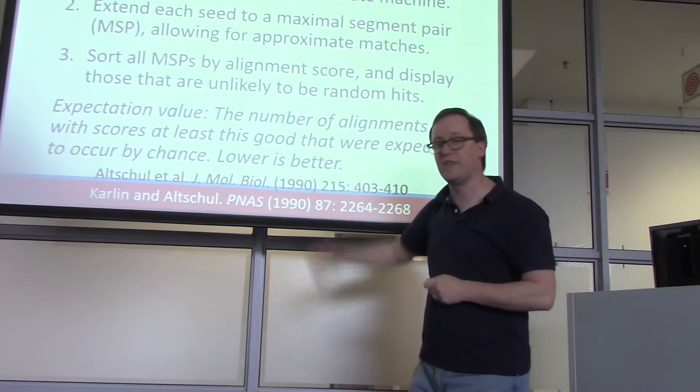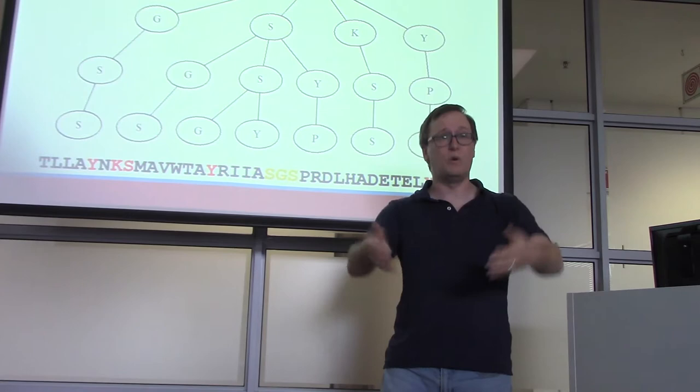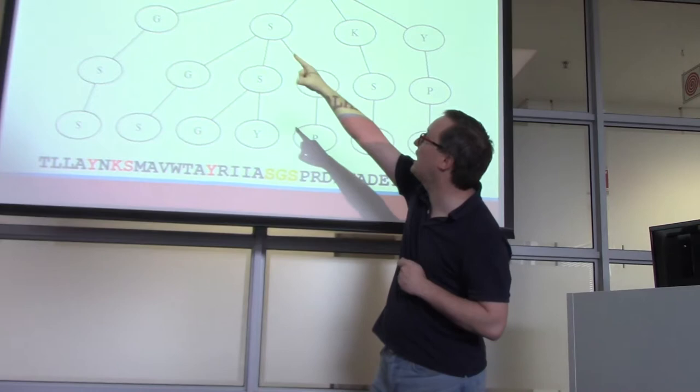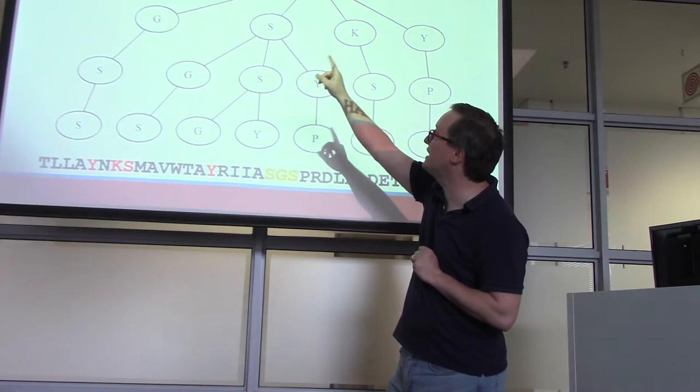Okay, so how does this work? First off, we need to find which sequences in this database share a sequence with the one that's been entered by the user, the query sequence. So I've mentioned before that we can chop up a sequence into k-mers. We're going to do it again. But this time, we're going to cut this K-S-S-G-S-S-Y-P-S sequence into three-letter k-mers. So K-S-S, S-S-G, S-G-S, G-S-S, etc. Each of those gets represented in this tree structure.